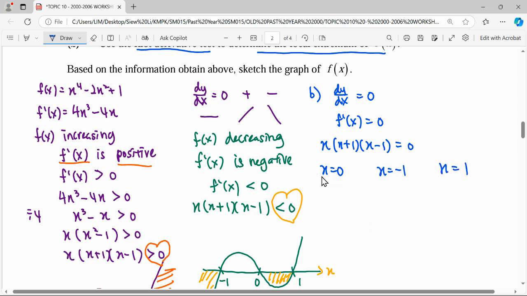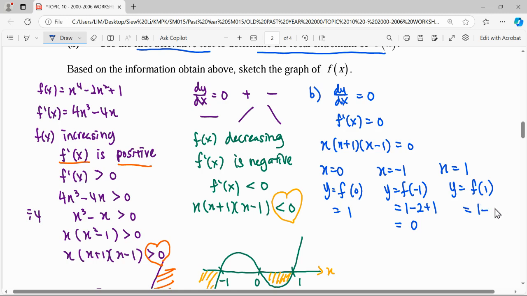After we get these x values, we need to find the y coordinate by substituting into the function. For x equals 0, we get 0 plus 1, which is 1. Then substitute -1 into the function: 1 minus 2 plus 1, which is 0. For x equals 1, substitute 1 into the function: 1 minus 2 plus 1, so it's 0. So we have 3 stationary points.